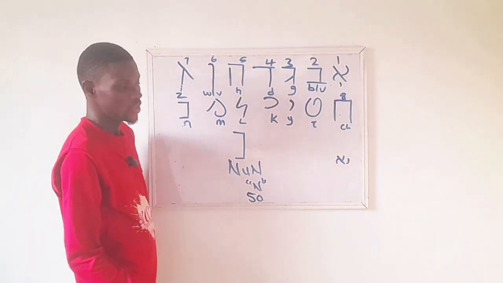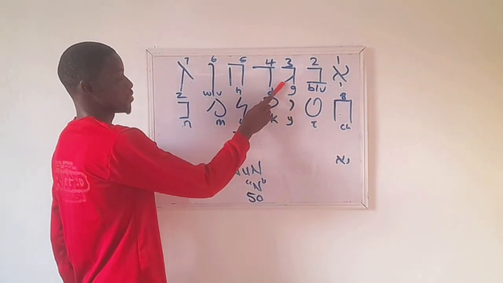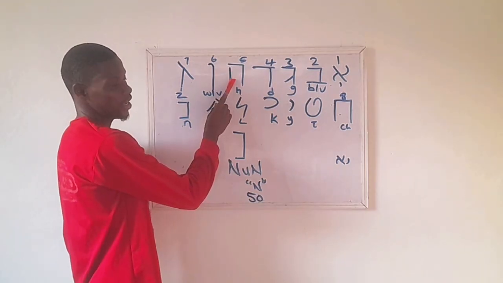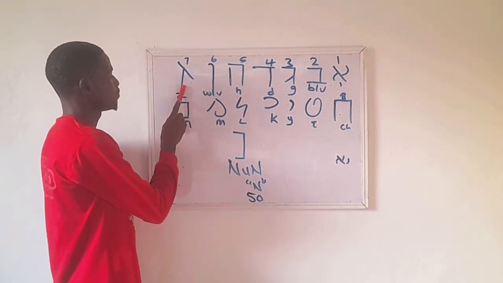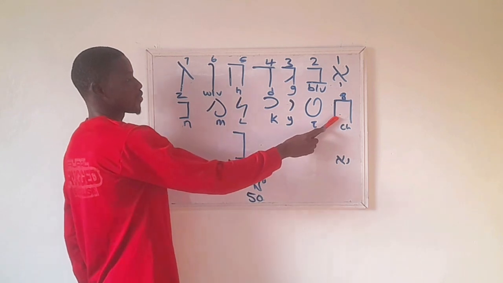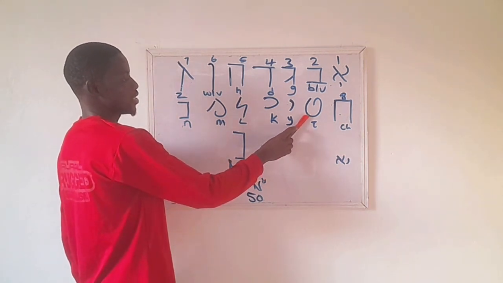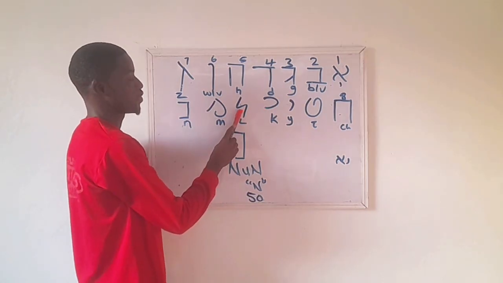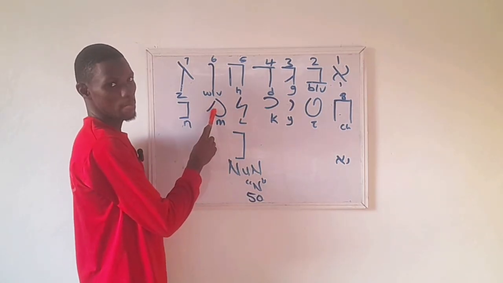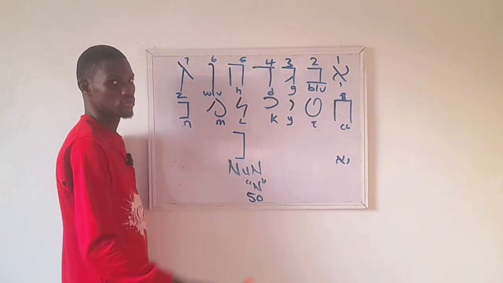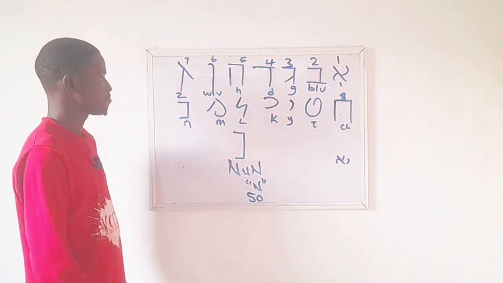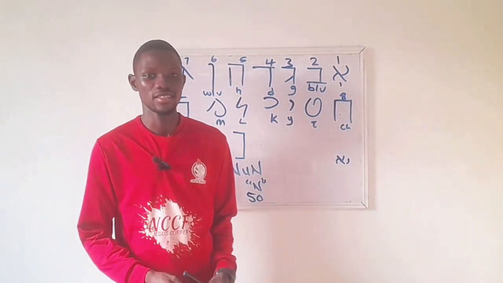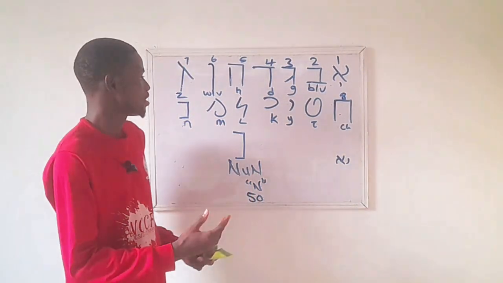Aleph, Bet, Gimel, Dalet, He, Vav, Zayin, Het, Tet, Yod, Kaf, Lamed, Mem, Nun. Do you get it now? And that's the end of today's class. See you in the next class where we complete the alphabet.